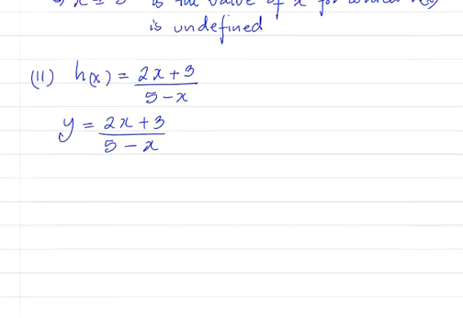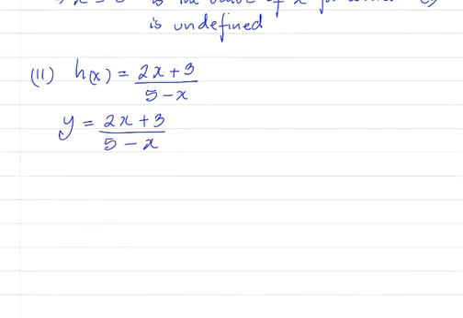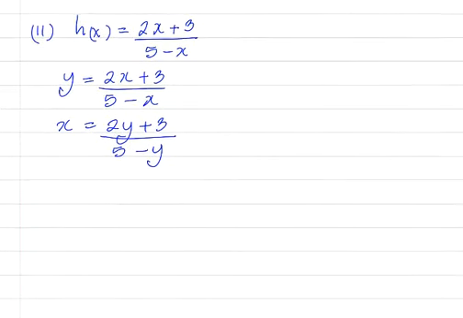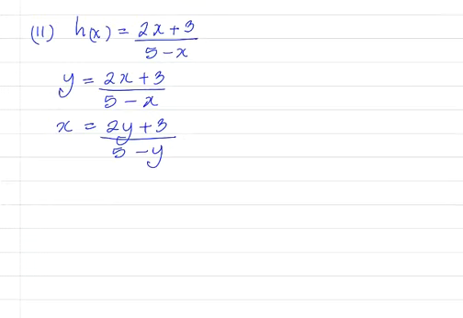Step 2, we're going to interchange x and y. Wherever I see x, I'm going to put y. Wherever I see y, I'm going to put x. So x is equal to (2y plus 3) over (5 minus y). So step 2 is to interchange x and y. Step 3 is to make y the subject. So we're going to make y the subject.